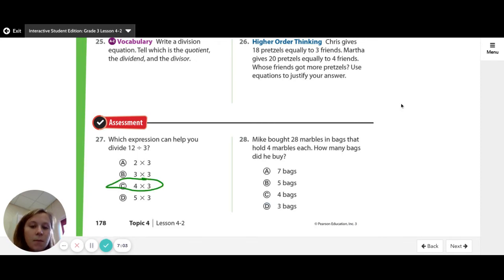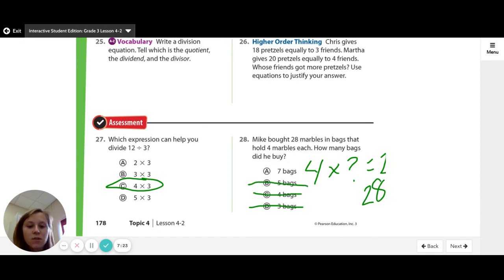Let's look at 28. Mike bought 28 marbles in bags that hold 4 marbles each. How many bags did he buy? So we're thinking about 28 divided by 4. Or we think about 4 times what equals 28. So I know 4 times 3 is 12. That wouldn't work. 4 times 4 is 16. That wouldn't work. 4 times 5 is 20. That won't work. 4 times 7 is 28. So I know my answer will be A.